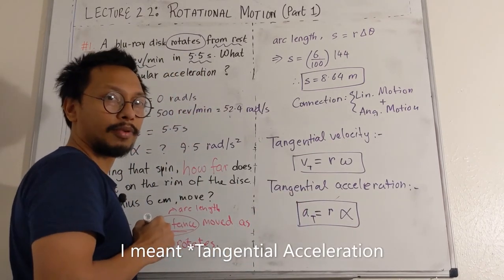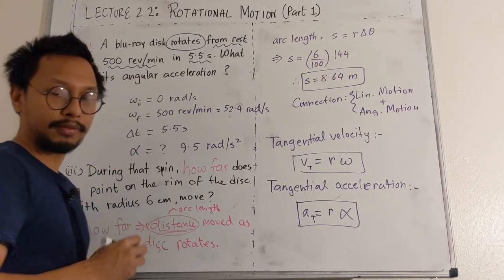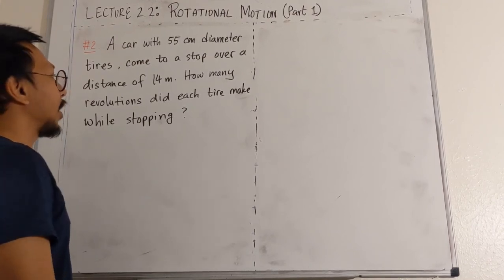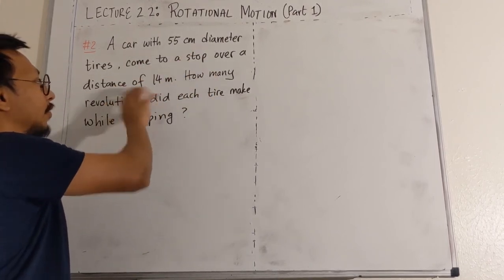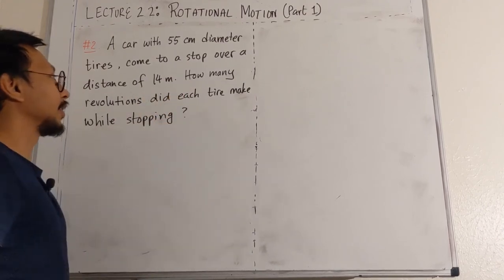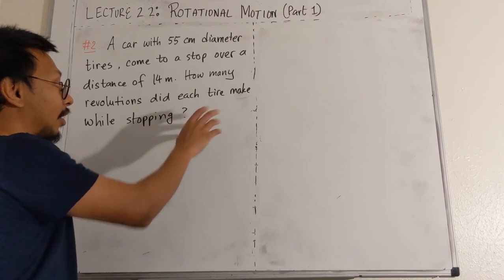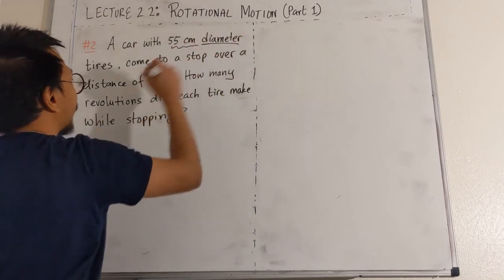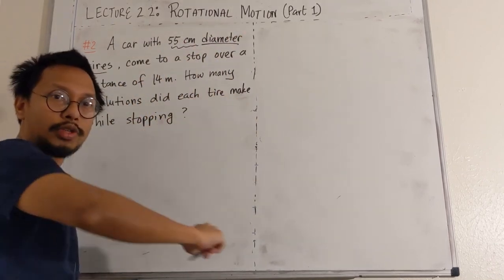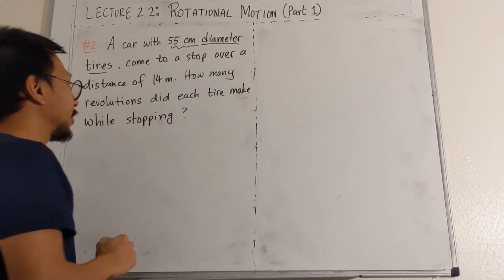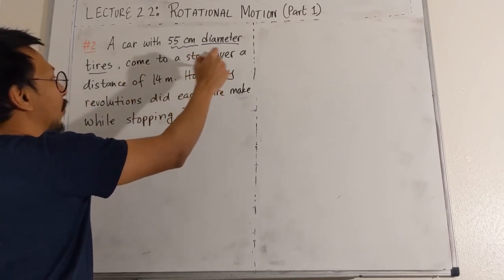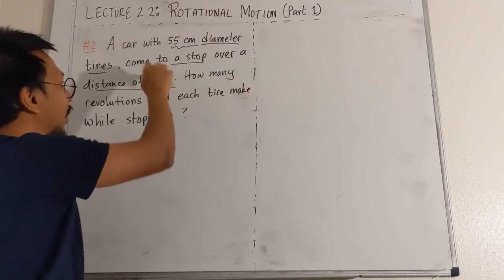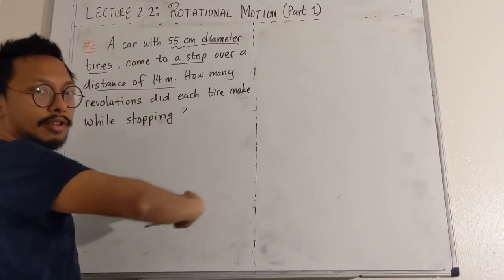Let's look at another example to understand these things a little better. This example talks about a car which has 55 centimeter diameter tires coming to a stop over a distance of 14 meters. How many revolutions did each tire make while stopping? What information is given to us? The tires that are rotating have diameters of 55 centimeters, and the car comes to rest after it has covered a distance of 14 meters.